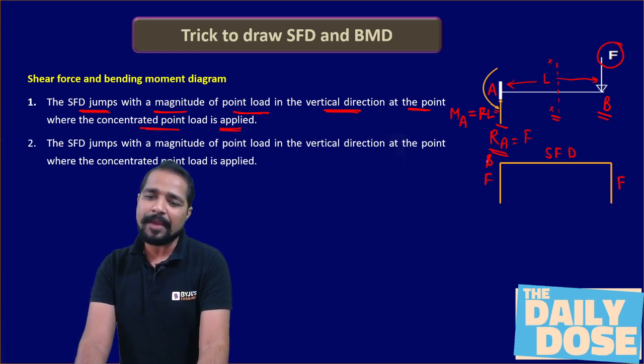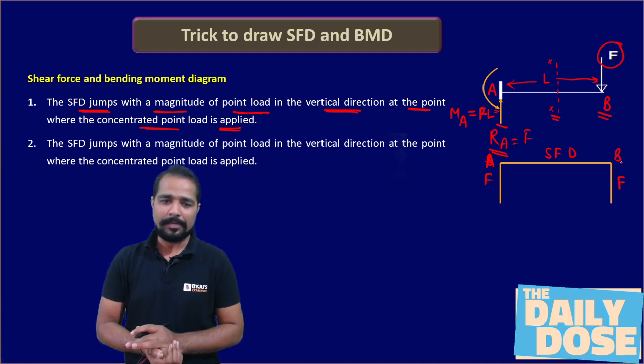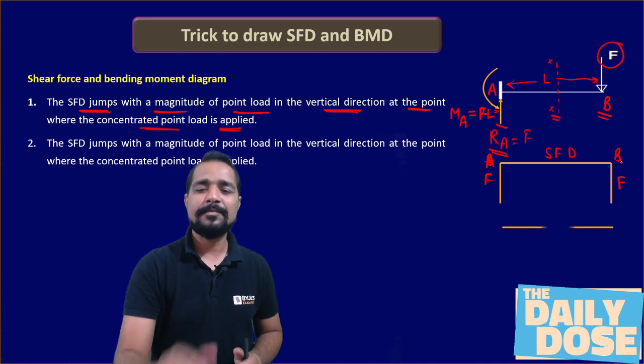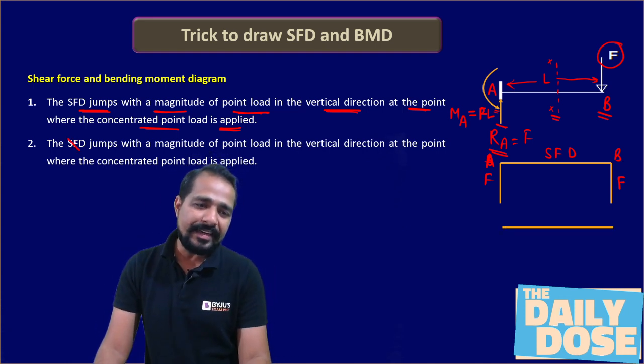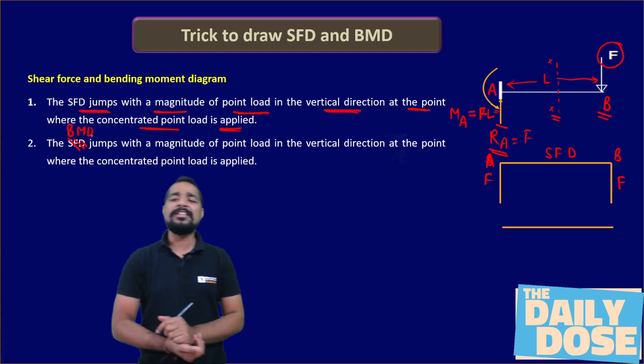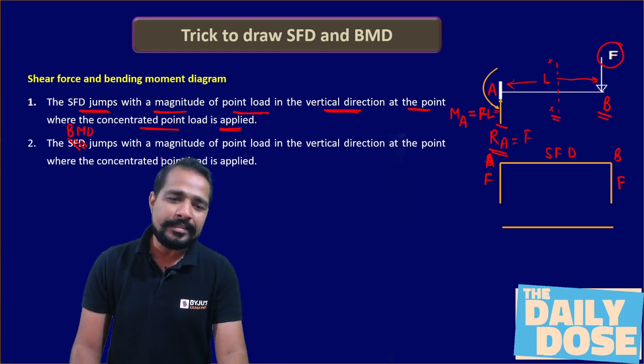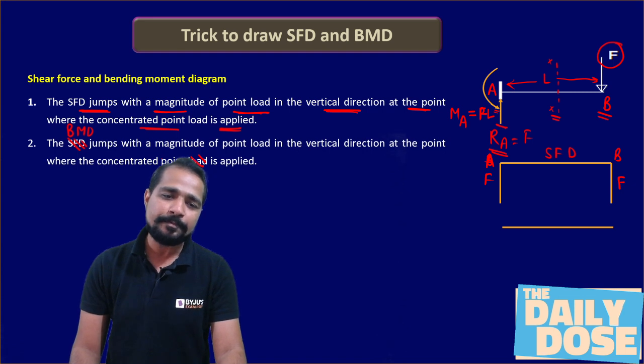Why this A point and B point is having the vertical jump? Because it is the part of point load. Similarly, if I'll ask what is the BMD, my dear, bending moment diagram, then BMD jump at the point in the vertical direction with the magnitude of the point moment where the concentrated point moment will be applied.